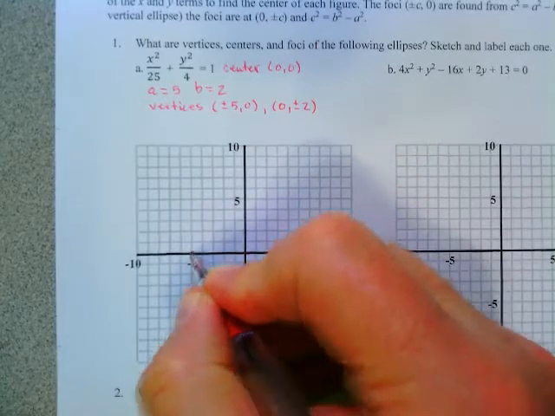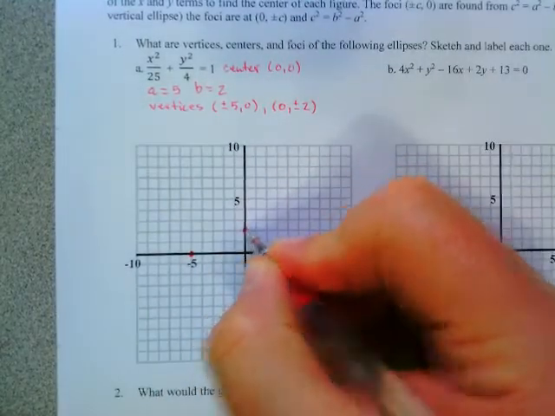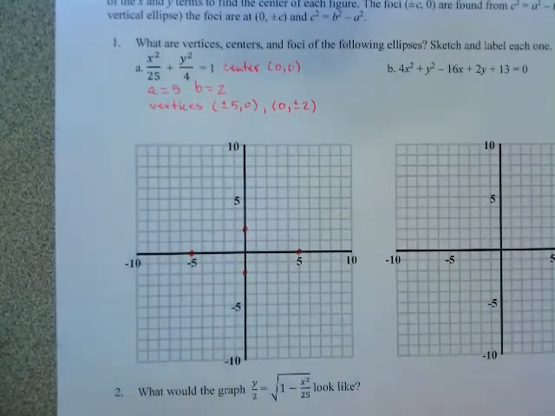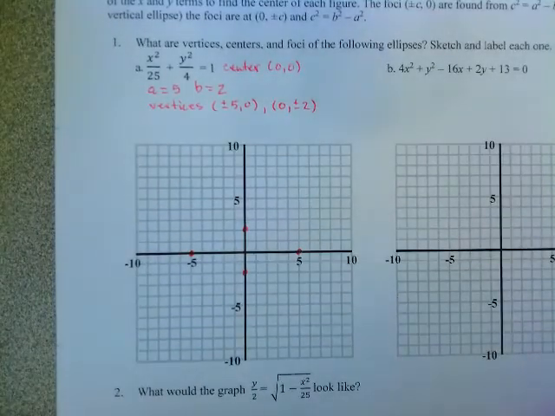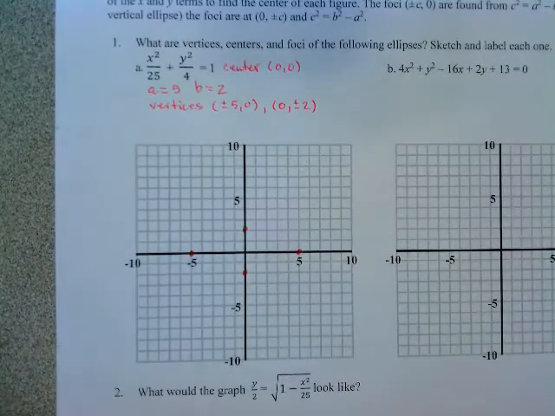So we got one here, one there, and one there. I'm calling them the vertices for what we've got. So just like when we were doing circles, for ellipses I want you to have at least 8 points.